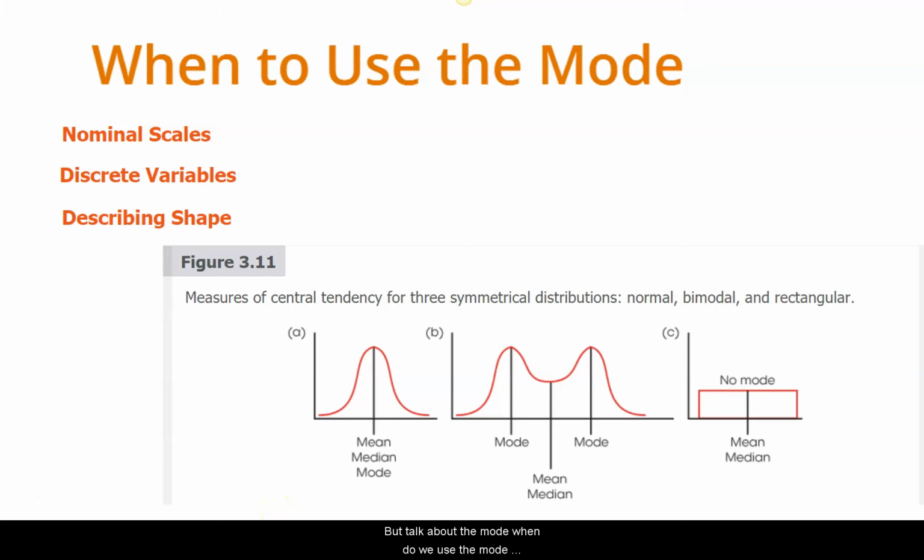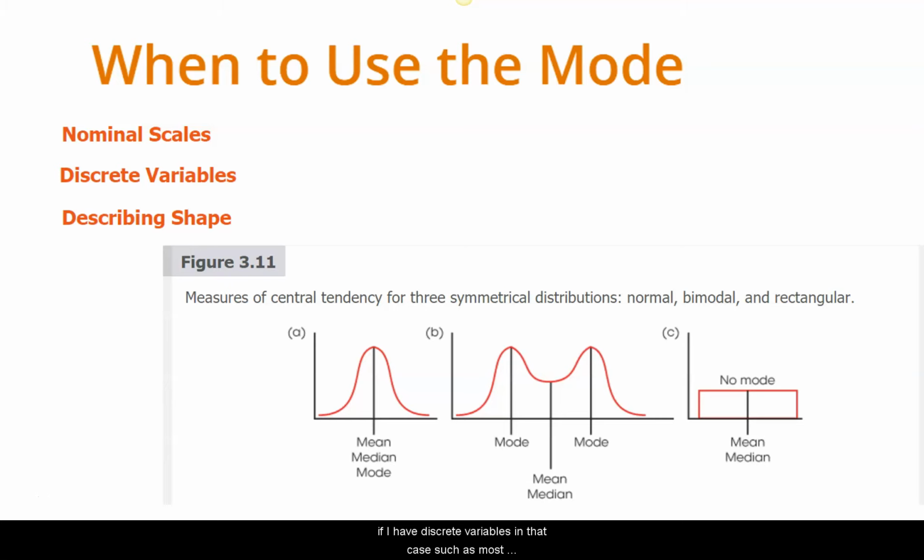Let's talk about the mode. When do we use the mode? Well, when we have nominal scales like that restaurant preference, we have to use the mode. So please start with that. Anytime I have something that's on a nominal scale, such as favorite president, favorite restaurant, most frequently occurring last name, I have to use the mode.